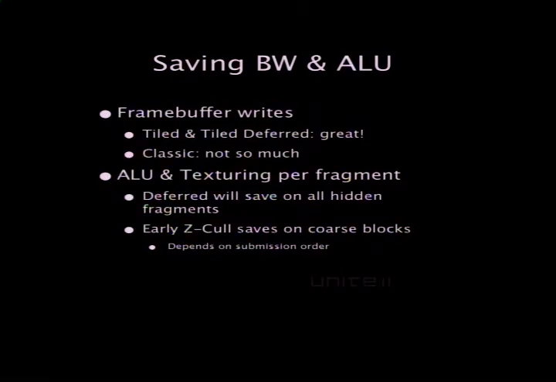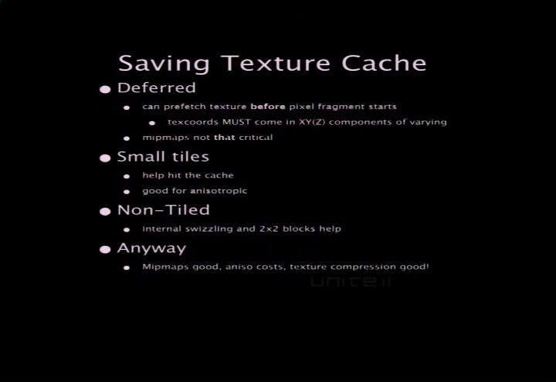Okay, so what do the differences in architectures give us? For instance, we can tile and tile deferred. They can save you quite a lot of the frame buffer writes. Classical architecture can't really help you with reducing the frame buffer writes. So in the classical architecture, the GPU will write quite a lot of it into the memory. And another good thing is that because of the rejection, you can save quite a lot of ALU instructions on the deferred architectures.